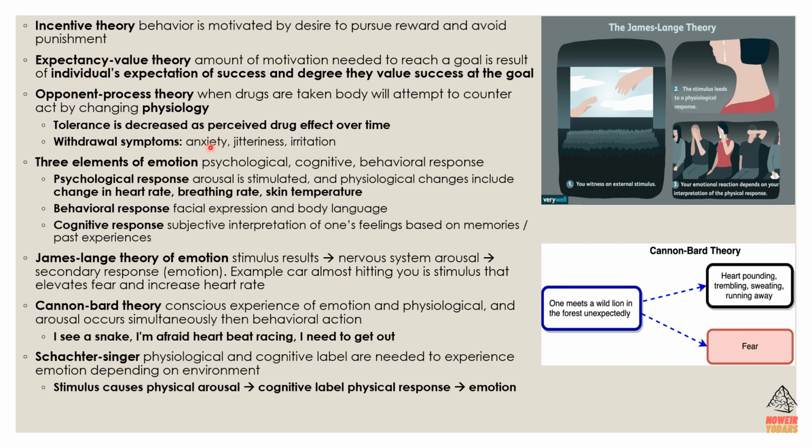And next you have opponent process theory. Opponent process theory, we're going to be speaking about the drugs aspect of it. It is when drugs are taken, the body will attempt to counteract it by changing the physiology. Tolerance is decreased as perceived drug effect over time.